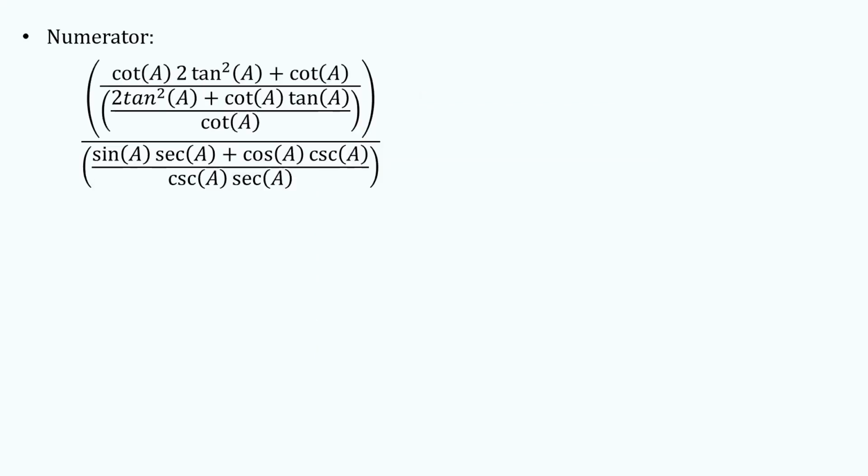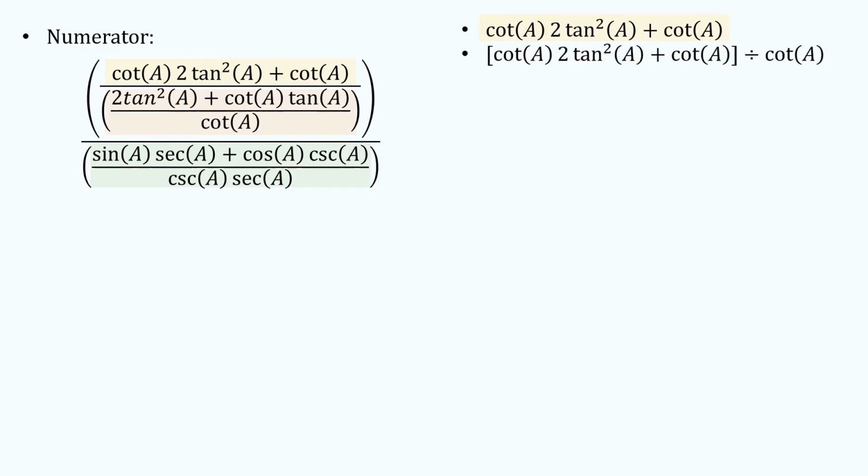First is the numerator part, which we are going to dissect into three parts: the yellow, the orange, and the green. First, we're going to simplify the yellow expression. The cotangent of A times 2 of the square of the tangent A plus the cotangent of A. Seeing this, we may observe a common factor among the expression, which is the cotangent of A. Therefore, we are going to divide the expression by cotangent of A, which will result in this: the cotangent of A multiplied by the 2 of the square of tangent of A plus 1.